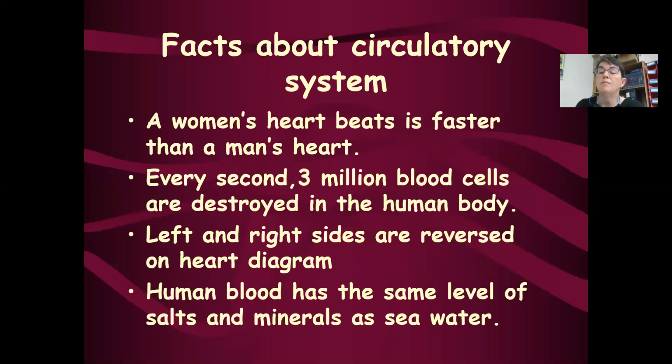Fun facts provided by Pam and Shannon about the circulatory system. A woman's heart beats faster than a man's. Every second, 3 million blood cells are destroyed within the human body. Remember, those are being reproduced by the marrow in your bones. In a diagram, the left and right sides are always reversed. So remember that when you're doing the diagram, that's coming up right after in part of your worksheet.